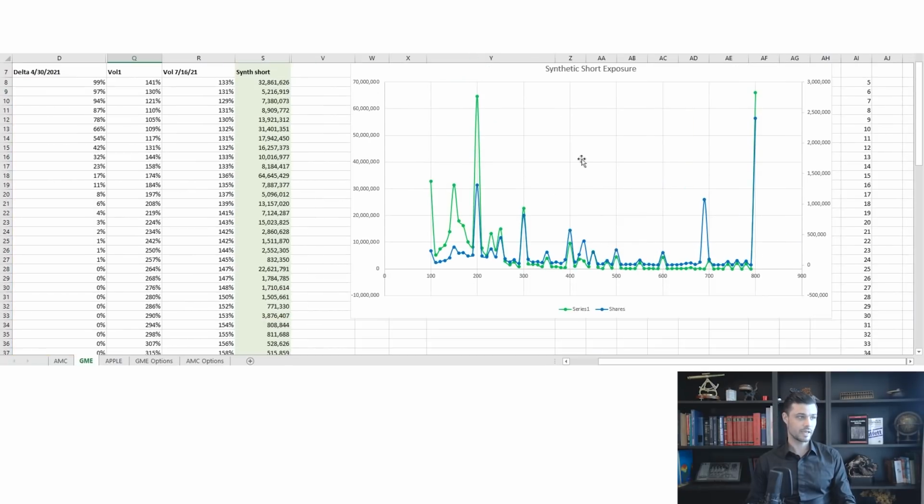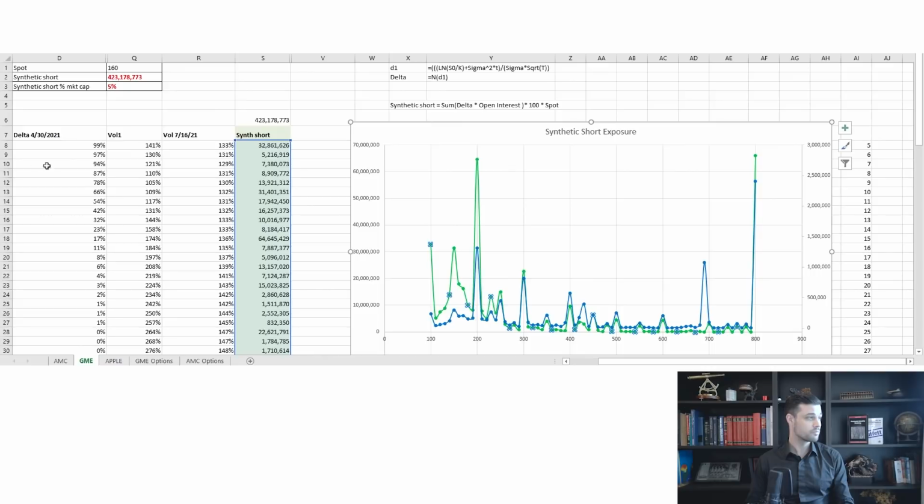And it has this kind of shape, all right? So it's very huge on the 800 strike. This is very bullish, guys. This is some very bullish momentum.